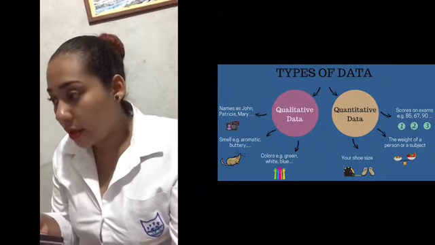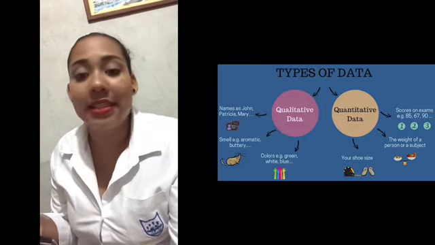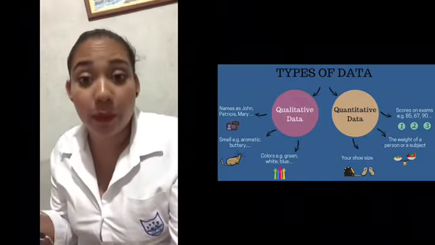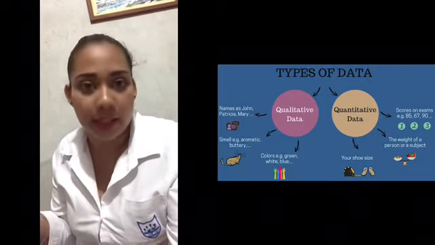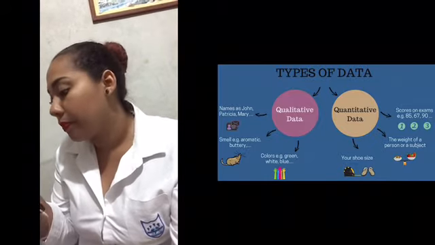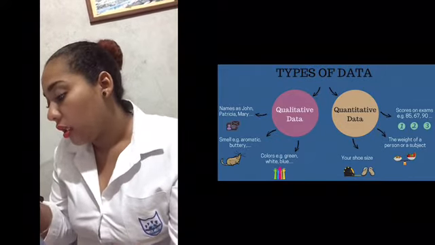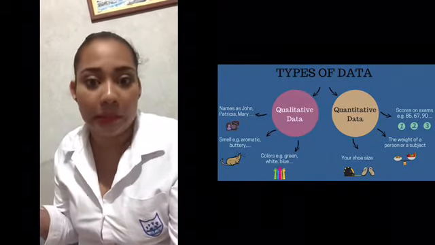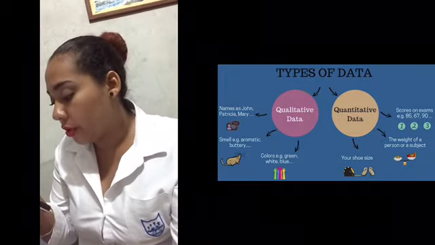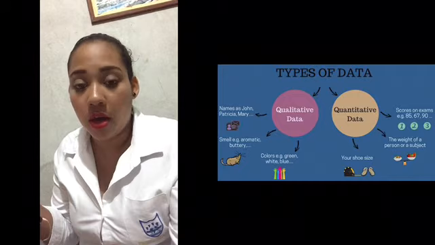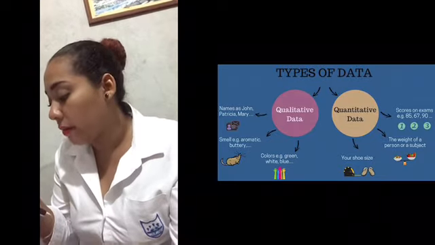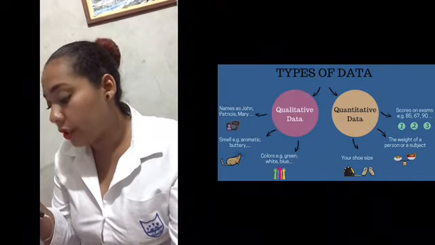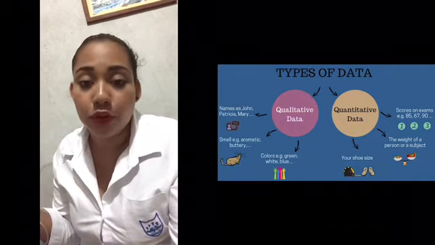In this other image it says the type of data. Now here there are some more examples, so you can have a little better idea of it. And it says quantitative. The quantitative could be scores on exams or the scores in a game. Also it can refer to the weight of a person, in kilograms, or the weight of a subject. It can also refer to the size of your shoe size.